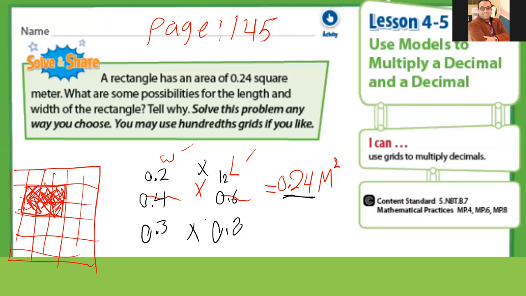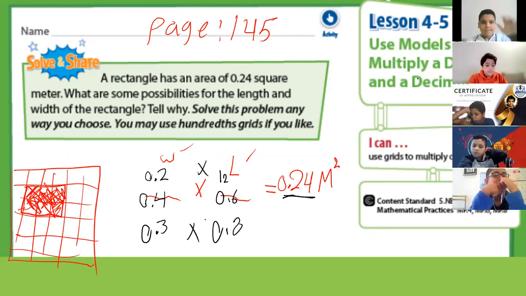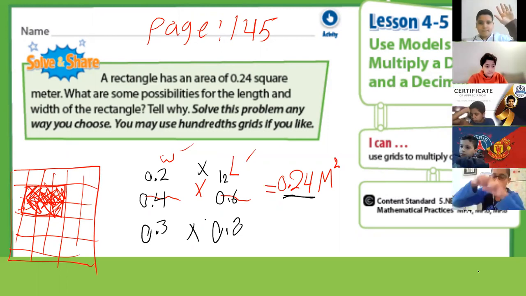But the most important thing that I want all the students to concentrate on is the location of the decimal point. You will count all the given decimal places in the statement and insert them in the product. Okay, Abdurrahman? Thank you, Abdurrahman Ahmed.